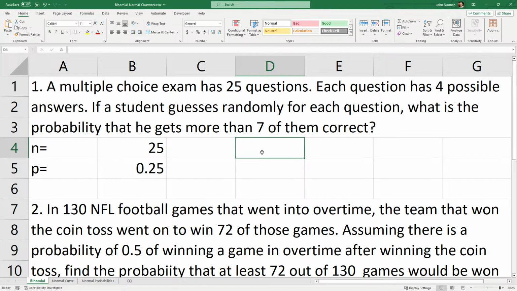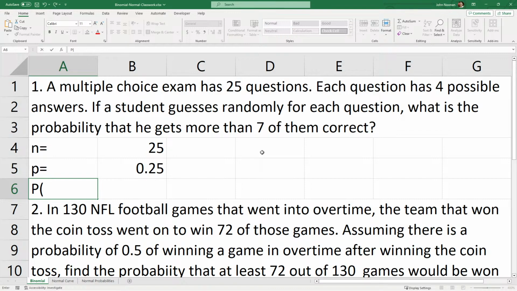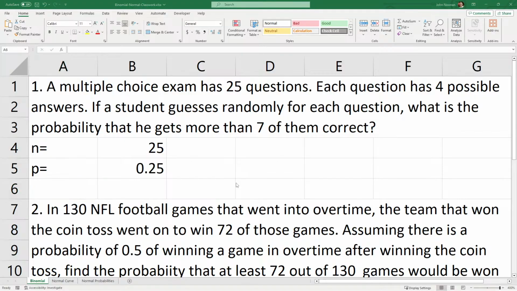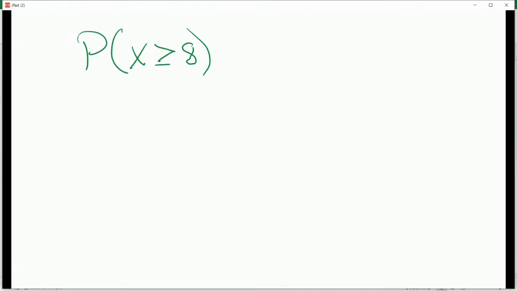I want to know the probability that you get more than 7. Here's the way I'm going to write this. I'll write it down up here, because otherwise I'll have to get some special characters. Here's what I'm thinking in my head: X is greater than or equal to 8. Just a minute, let me double check. More than 7 is greater than or equal to 8. It's 8, 9, 10, 11. All of those are bigger than 7. So that's what I'm looking for.